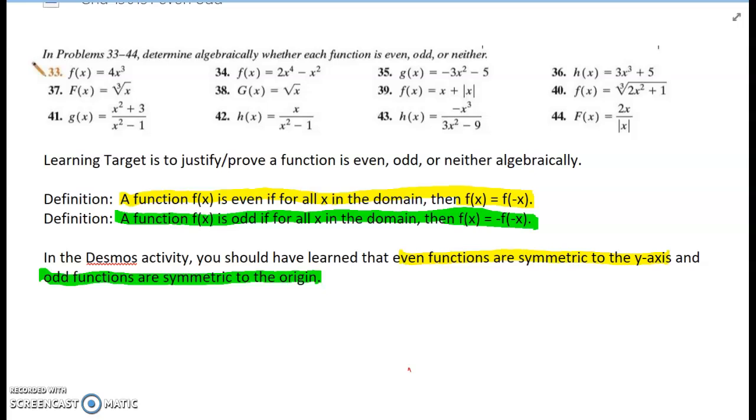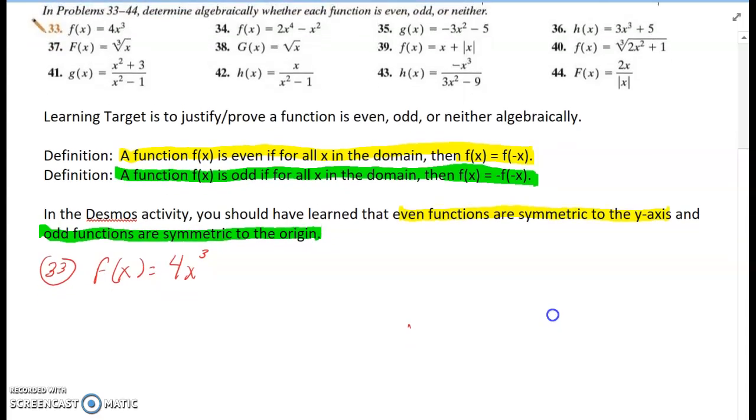So here we want to justify or prove functions are even, odd, or neither. For this video we'll go through some of the odds on this page, and then for practice you can try the other problems that are not in this video. So we're going to start with problem number 33. So f of x is equal to 4x cubed. You may already have an idea that this function is odd, even, or neither based on the graph.